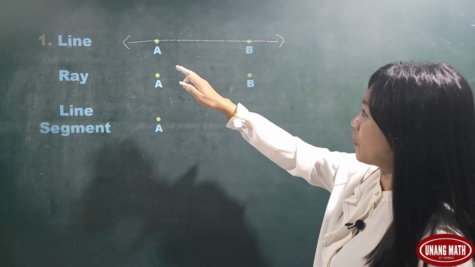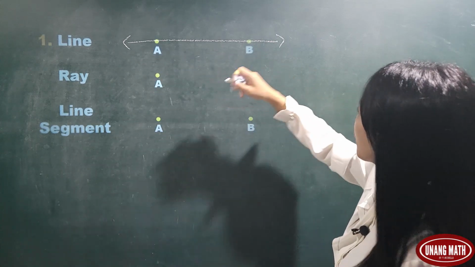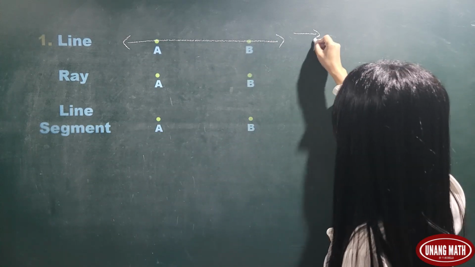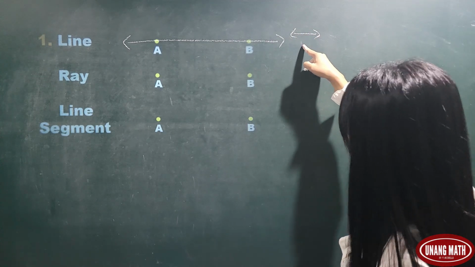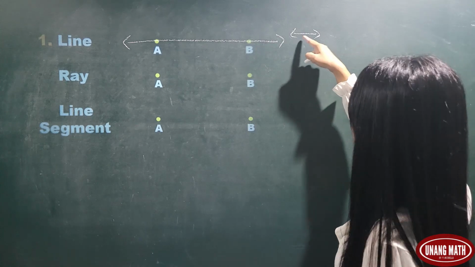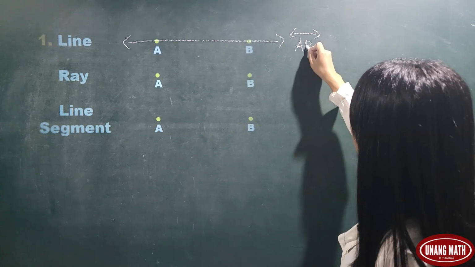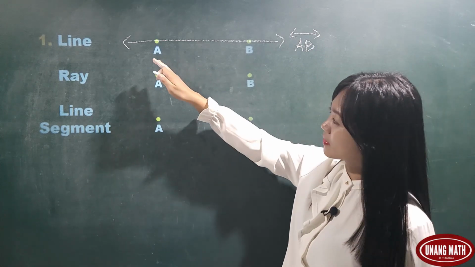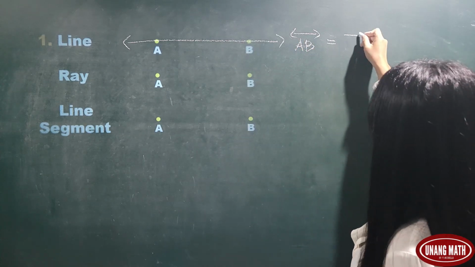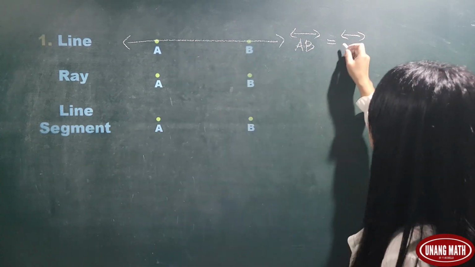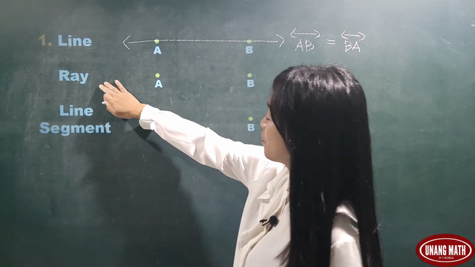Okay, how are we going to write line AB? The symbol for line is a horizontal line with arrows on both sides of the line. And just write the letters or the alphabets below this symbol. So this is line AB. Since a line doesn't have a starting point and end point, line AB is also equal to line BA. So this is also equal to line BA.